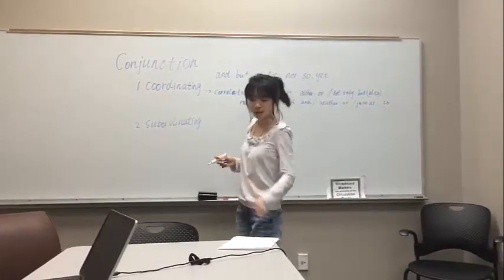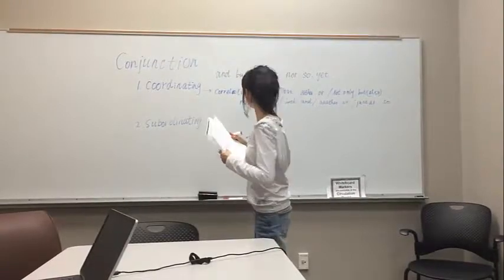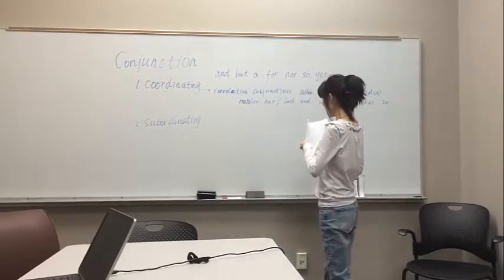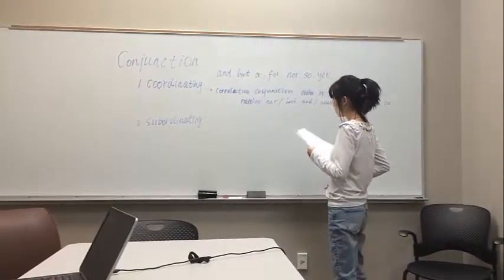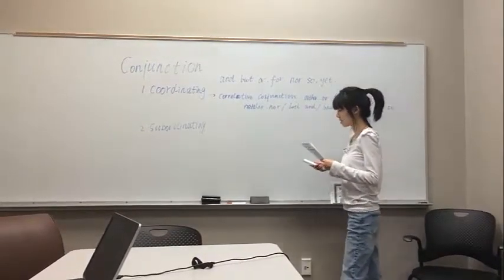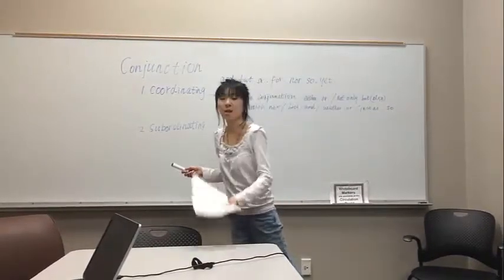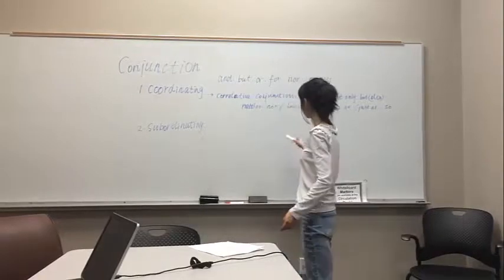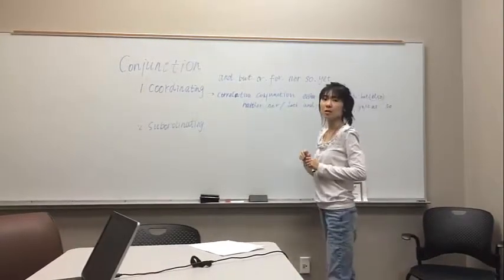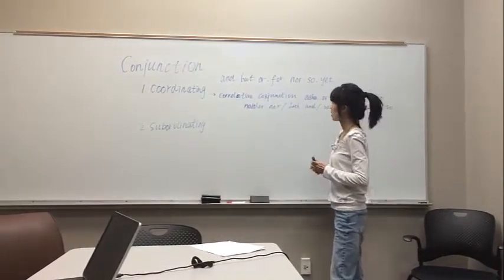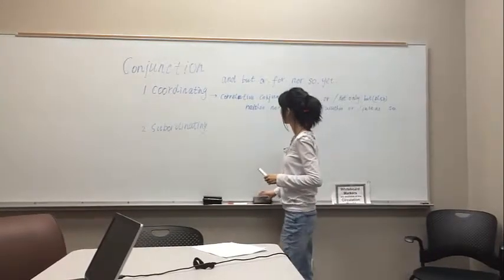But I want to stress one thing: when we use a correlative conjunction, the connected parts must have the same grammar structure. We can't use different grammar structures. It must be syntactically parallel.